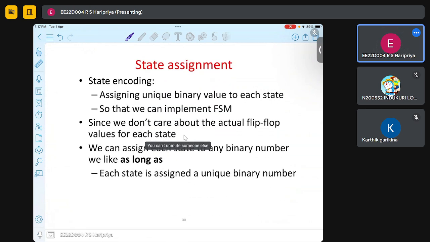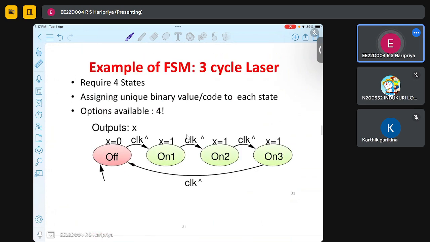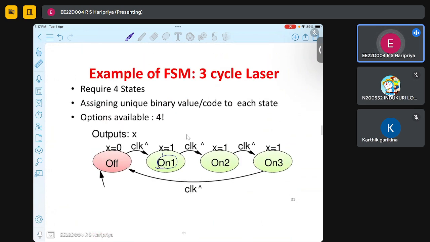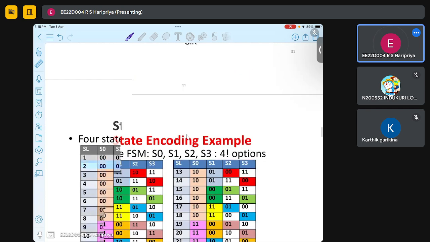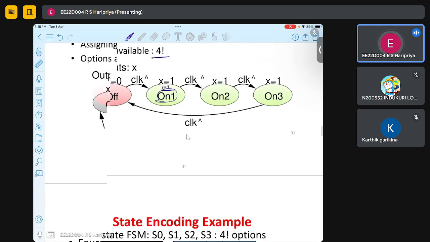We have to assign a unique binary value to each of the states so that we can implement them in the FSM. So if this is a state, we need to assign some binary equivalent. If we have 4 states, then the number of combinations is 4 factorial.